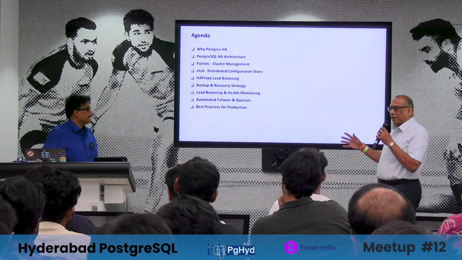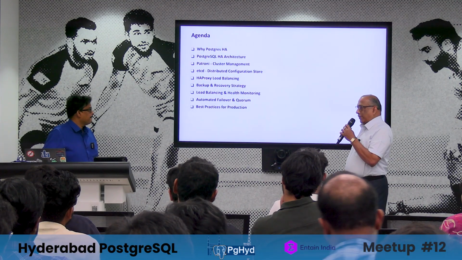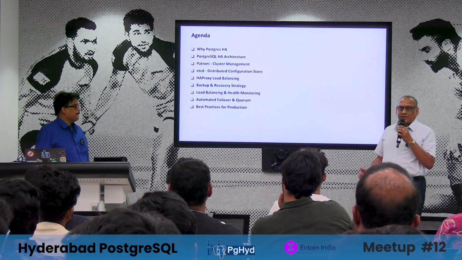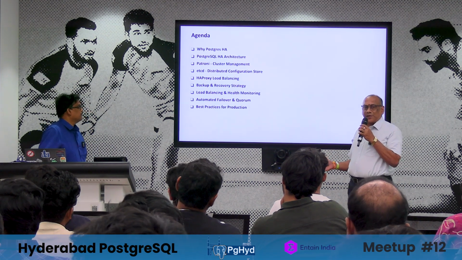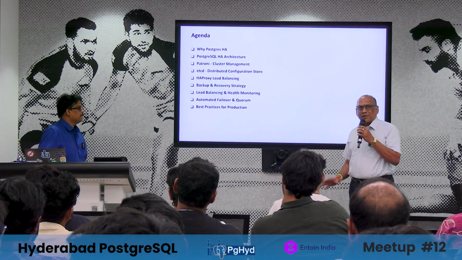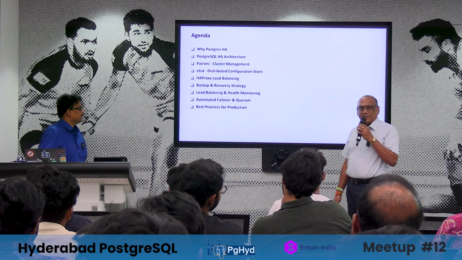Then how Patroni helps the HA cluster to have automated failover, and how etcd helps select the best leader, the primary and secondary, which is used in the quorum method. And finally, short notes on the best practices for having a production HA setup.